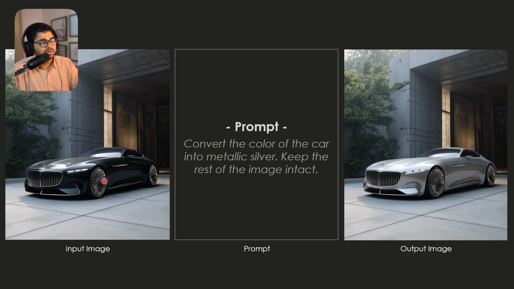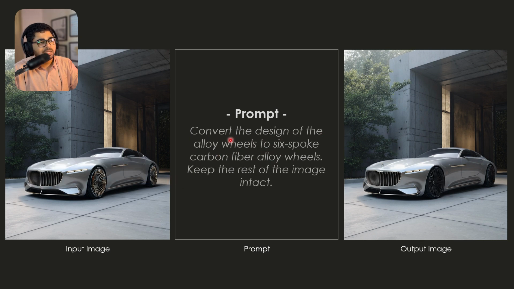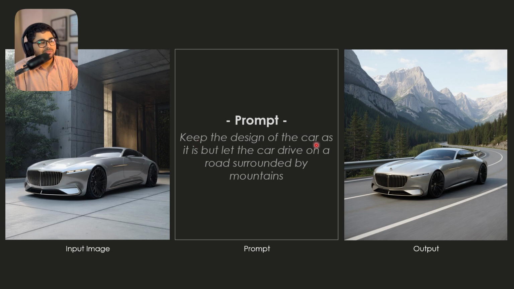So I took an image of a car and then I said, convert the color of the car into metallic silver. Then I said, convert the design of the alloy wheels to 6-spoke carbon fiber alloy wheels. Then the next one is really wild. I told it, keep the design of the car as it is, but let the car drive on a road surrounded by mountains. I'm telling you, this is going to change product photography in a crazy way.